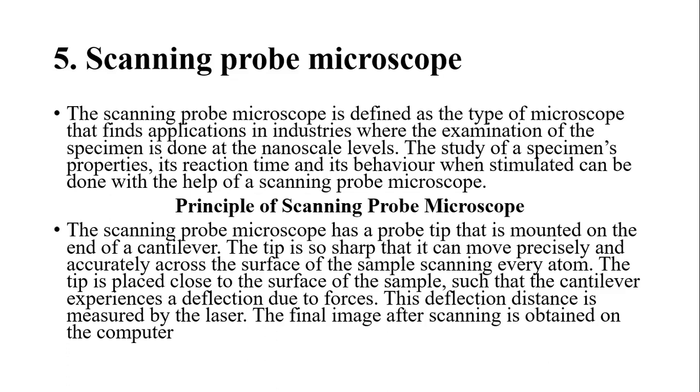So that comes to the end of our lesson today. Today we've learned about microscopy, and we've also seen the 5 different types of microscopes: the simple microscope, the compound microscope, the scanning probe microscope, and also the electron microscope. So that is the end of our lesson today.